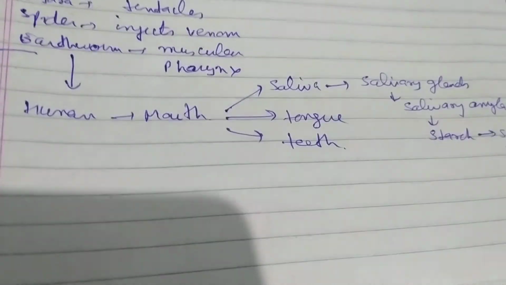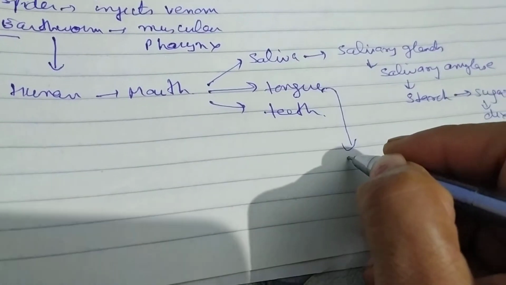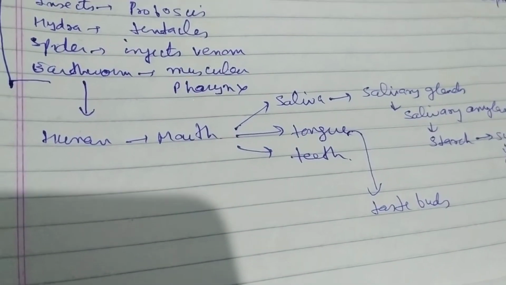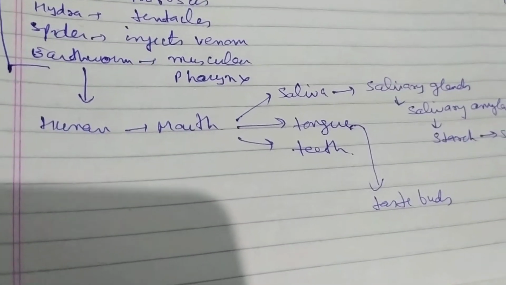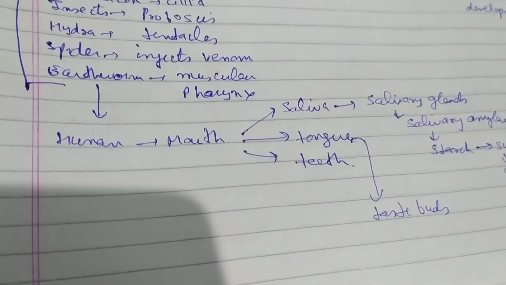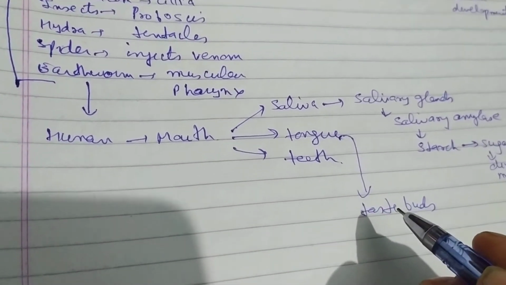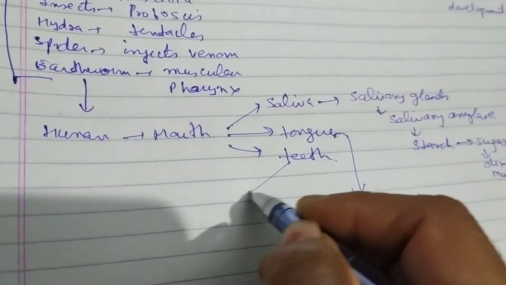Now the tongue. The tongue has many taste buds because of which we can taste the food: sweet, sour, salt, bitter. It also helps to mix the food and rotate the food, and it also helps to push the food into the esophagus, the food pipe. So this we have done already in the notes, so please go through it properly. I'm just revising it. Now the teeth.